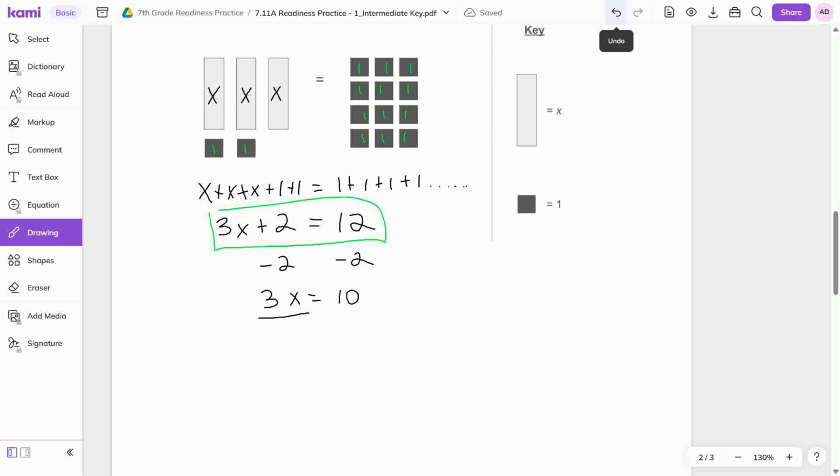Now I need to divide both sides by 3 because it's 3 times x. So the inverse of that is going to be divided by 3. So x equals 10 thirds. We can write it as 10 thirds.